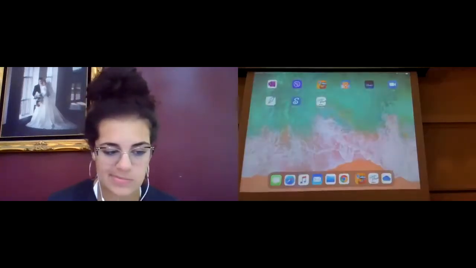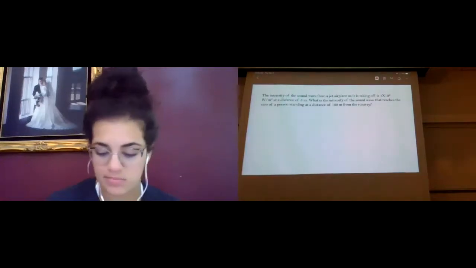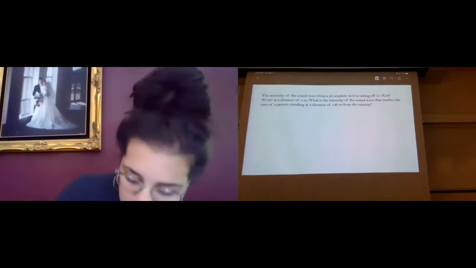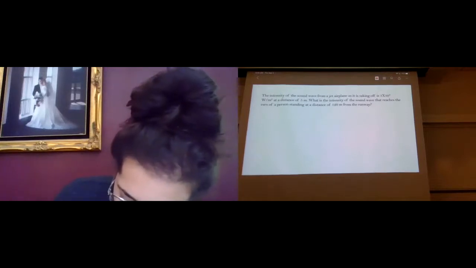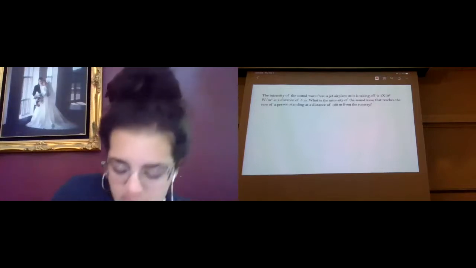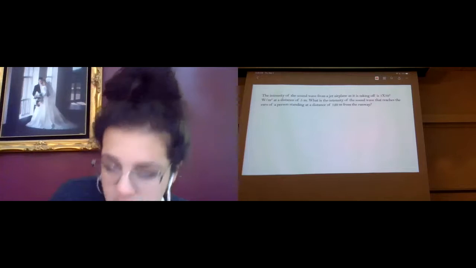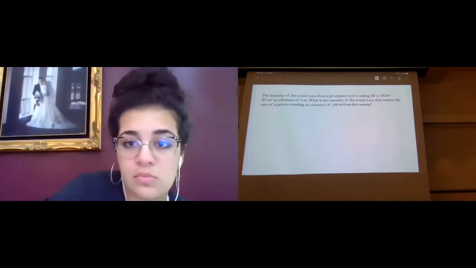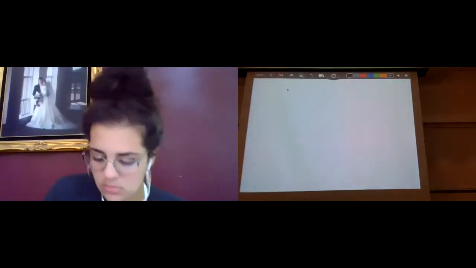So let's do an example. Let's say that the intensity of a sound wave from a jet airplane as it is taking off is 1 times 10 to the 2 watts per meter squared, so it's 100 watts per meter squared at a distance of 5 meters away from the source. Then it asks, what is the intensity of the sound wave that reaches the ears of a person standing at a distance of 120 meters away? So let's draw where we're going. So here's my plane.